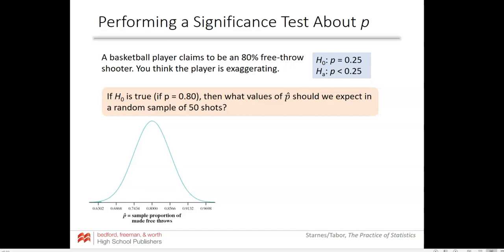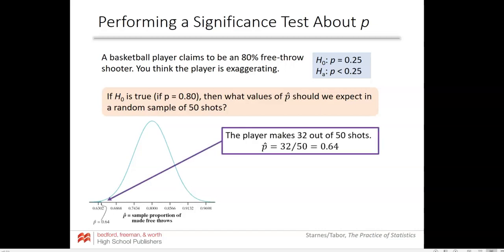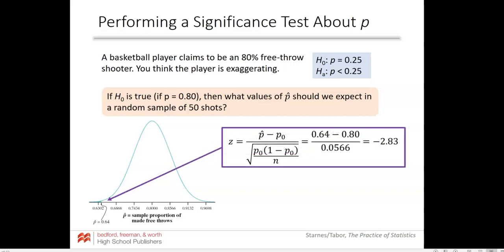So 0.64 looks like it's pretty far down there, right? So you could do your norm curve. 0.64 is because he actually made 32 out of 50. So he made only 64%, which is less than 80. So write down this formula for z. This is called p hat minus the null, divided by the standard deviation, which is the square root of pq over n.